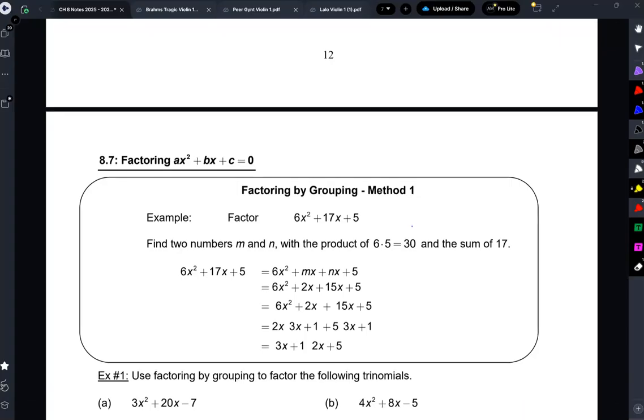And there are 3 different ways that we're going to do that. We're going to learn how to do it in more than one way. So let's see. For the first one, we're going to factor by grouping. The first method we're going to learn is factor by grouping.